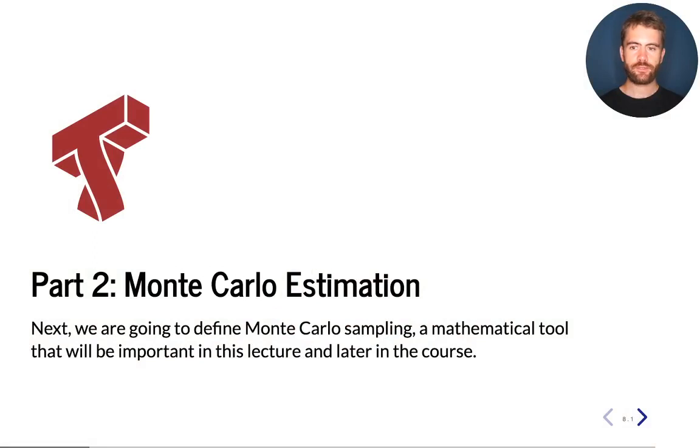This is part 2 of lecture 5 of Applied Machine Learning. In this video, we're going to take a little detour from our earlier discussion of probabilistic models, and spend this video talking about a tool that is going to be useful in the rest of this lecture, called Monte Carlo estimation. This is a mathematical approach that will be used both in this lecture and in several other lectures in the rest of this course.